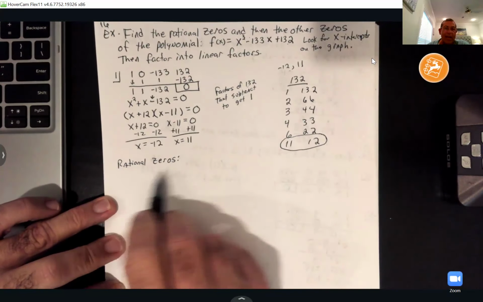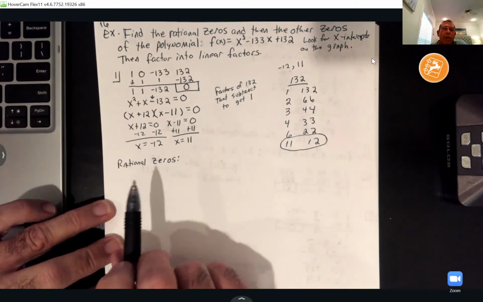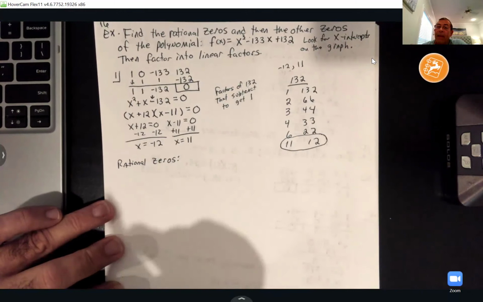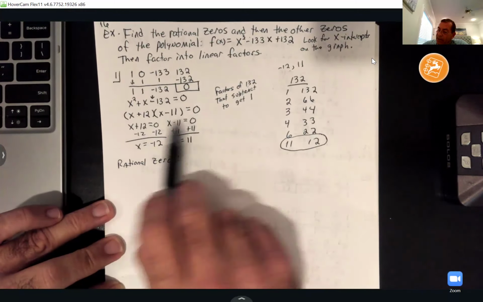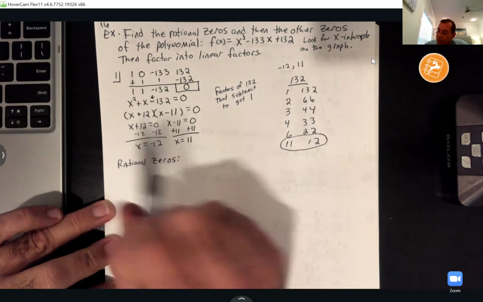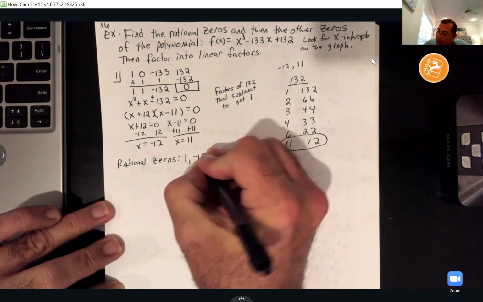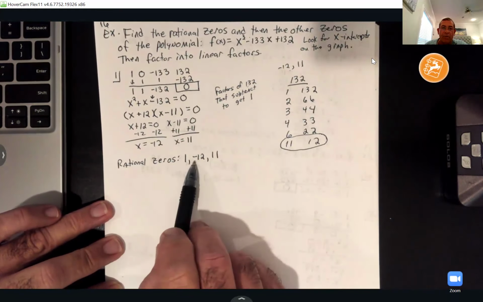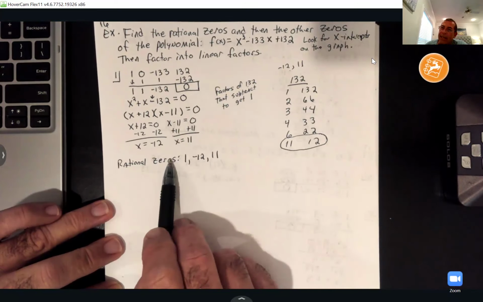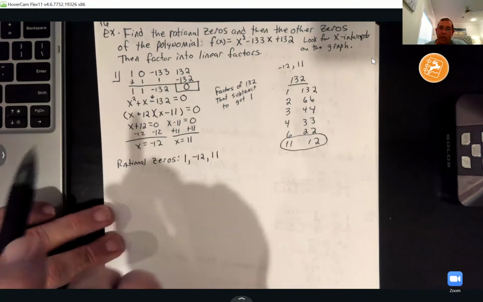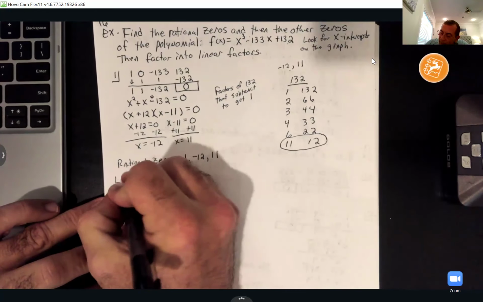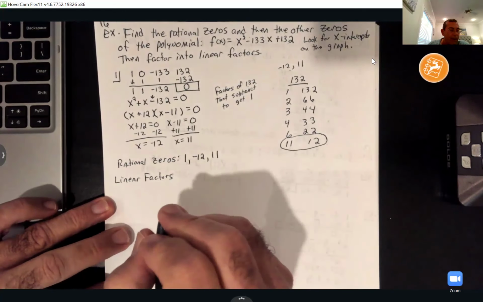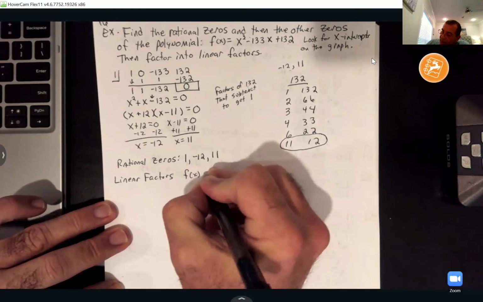because it's going to have you put rational zeros and then other zeros. Well, the other zeros would be stuff like the imaginary stuff and the radicals. Since these three numbers I found, 1, negative 12, and 11, they're all considered rational zeros. Okay, the only ones that ain't, like I said, are the i and the square root stuff. Now it says linear factors. So they'll have the f of x here.